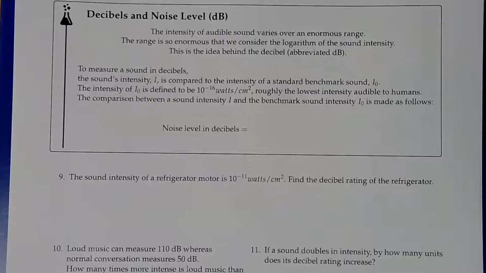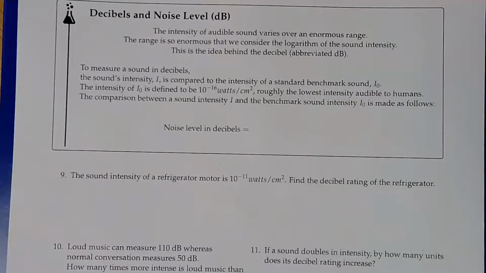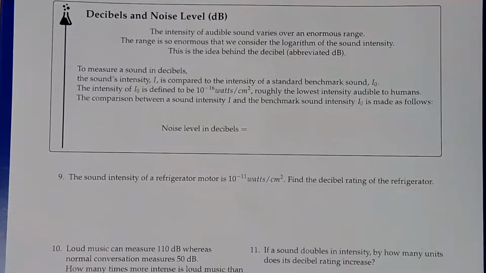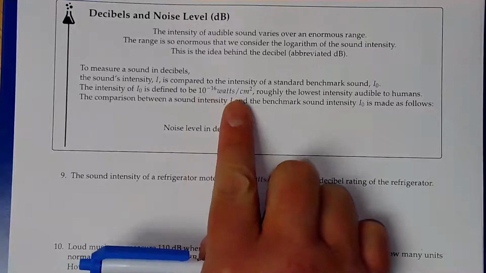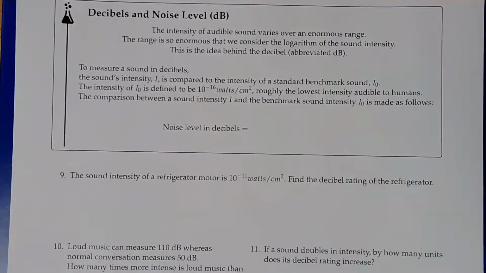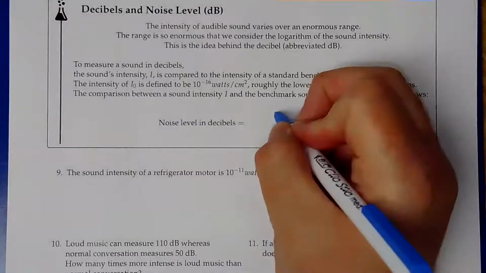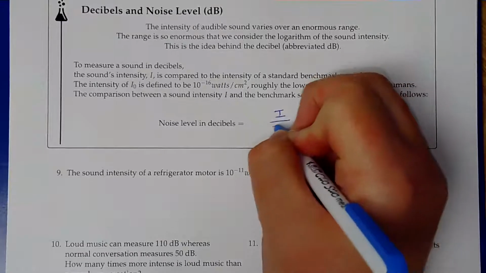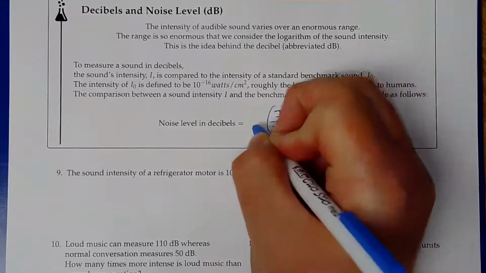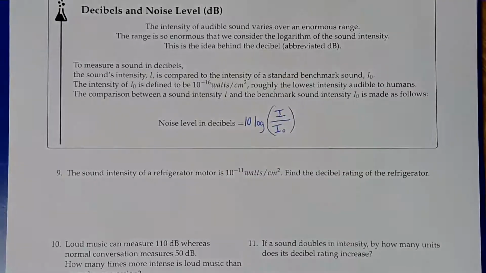We'll call that I0. That's basically the lowest intensity sound audible to humans, and it's defined to be 10 to the negative 16 watts per centimeter squared. To calculate those decibels, we take our sound intensity and divide it by the benchmark, apply the log to that, and then multiply that by 10. That will give us our decibels.